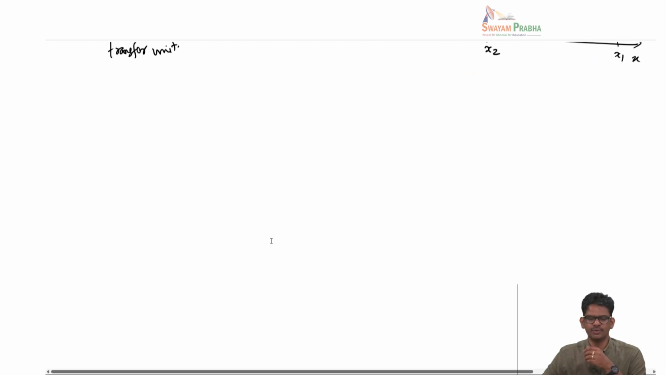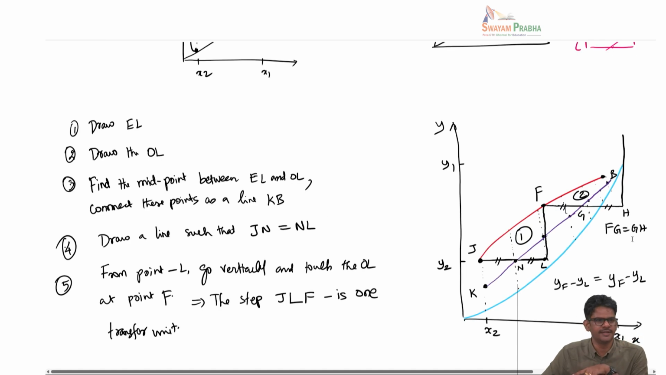Now suppose you want to do this for a stripping operation; it need not touch the equilibrium line. So what we are saying here is the step I have drawn J, L and F. In this particular step, if you look at the operating line going from J to F, the composition change is YF minus YL, because YJ and YL are the same, since they are on the same horizontal line. So the actual composition change in one step is YF minus YL.